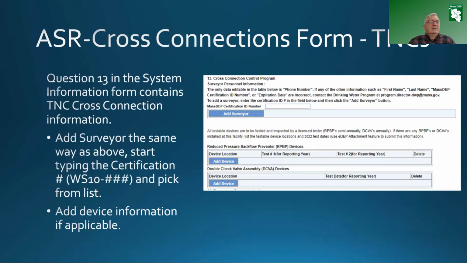So the TNCs in the system information form, question number 13 is related to the cross-connection program at the TNC. You have the ability to add a surveyor, same process. Start typing in the number WS10 and pick the number off the list, the certification ID number, and click add surveyor. If there's any devices at a TNC, you can record that using the device location, add device, and testing information for that device.